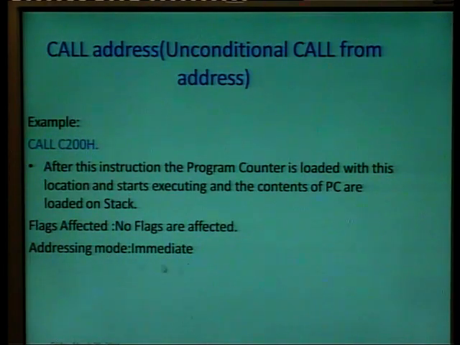Then this is call, whenever we need to call the subroutines in the program, we can use this. This is an unconditional call to the given address. In this case, no flags are affected.